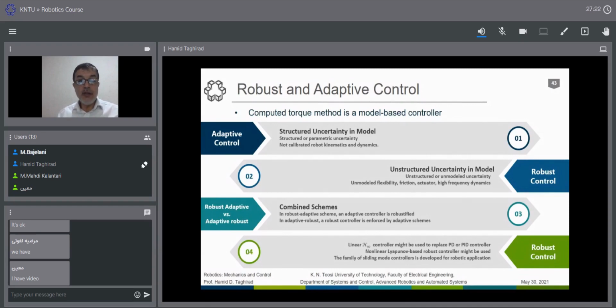Now, considering all this effect, we have some robustness here in the system.